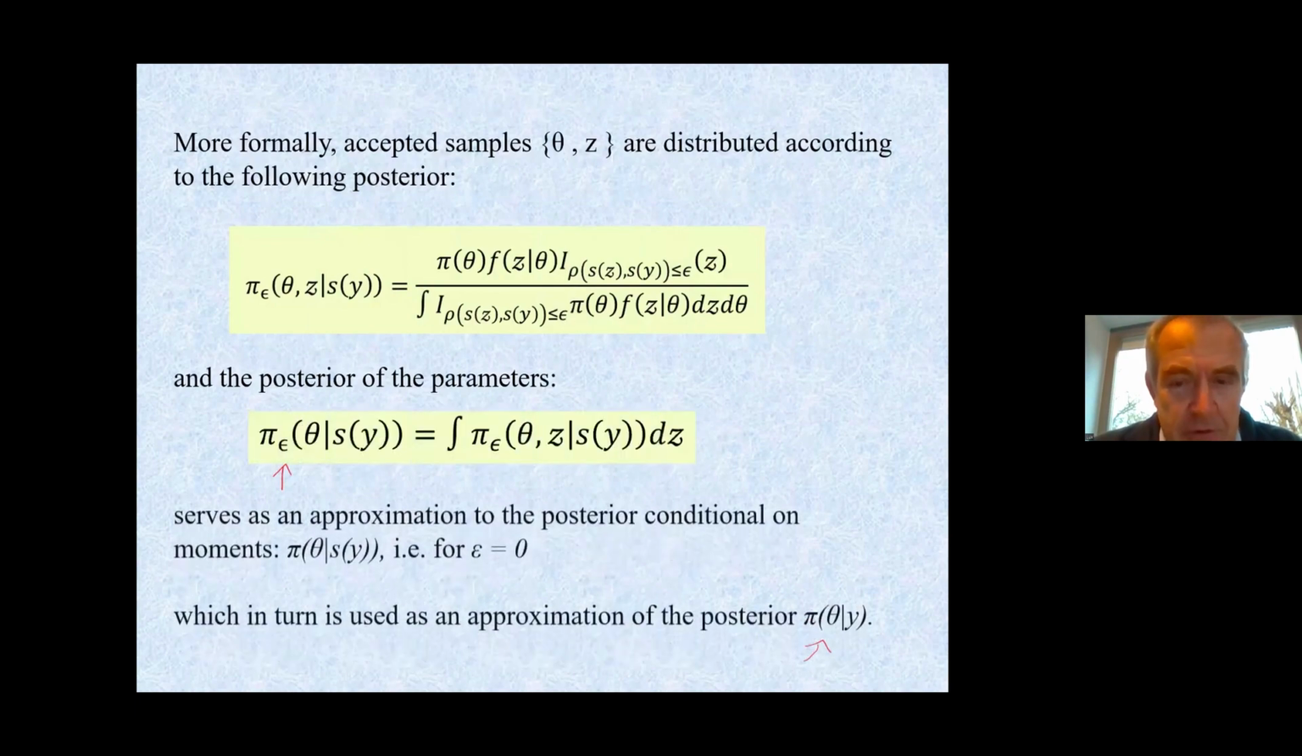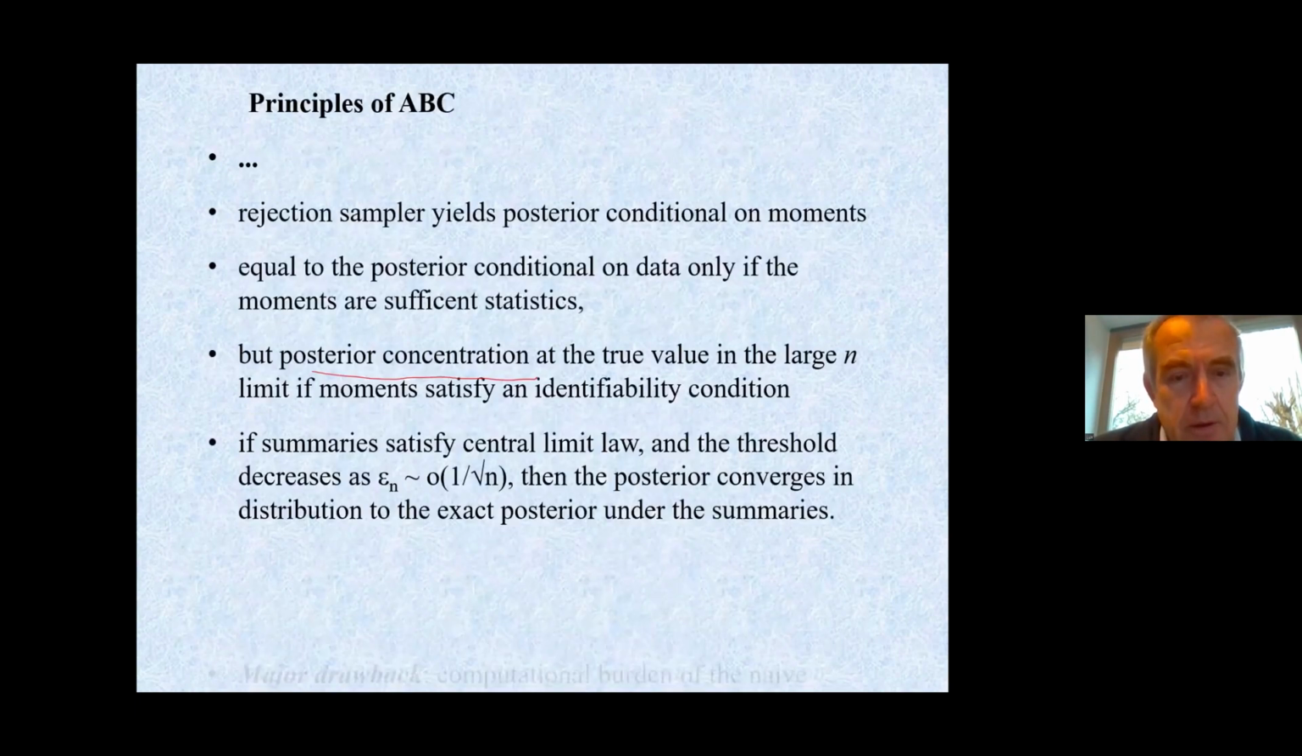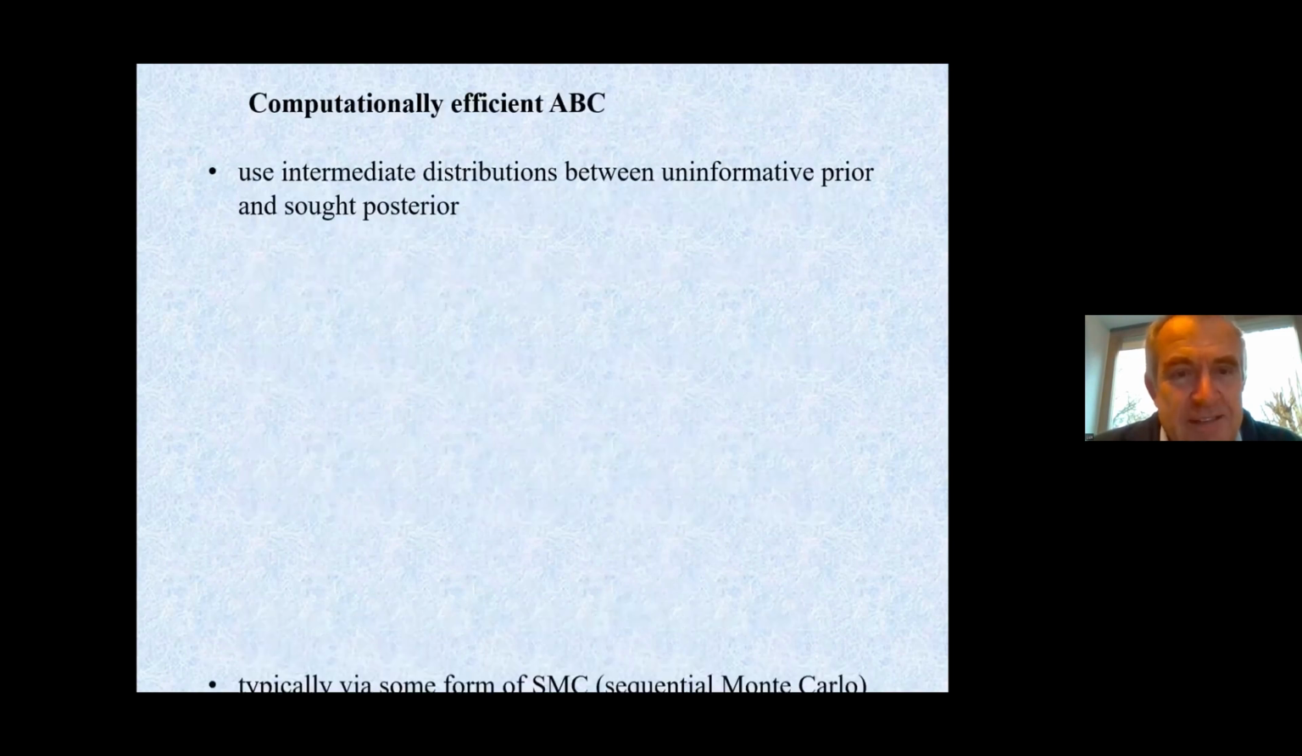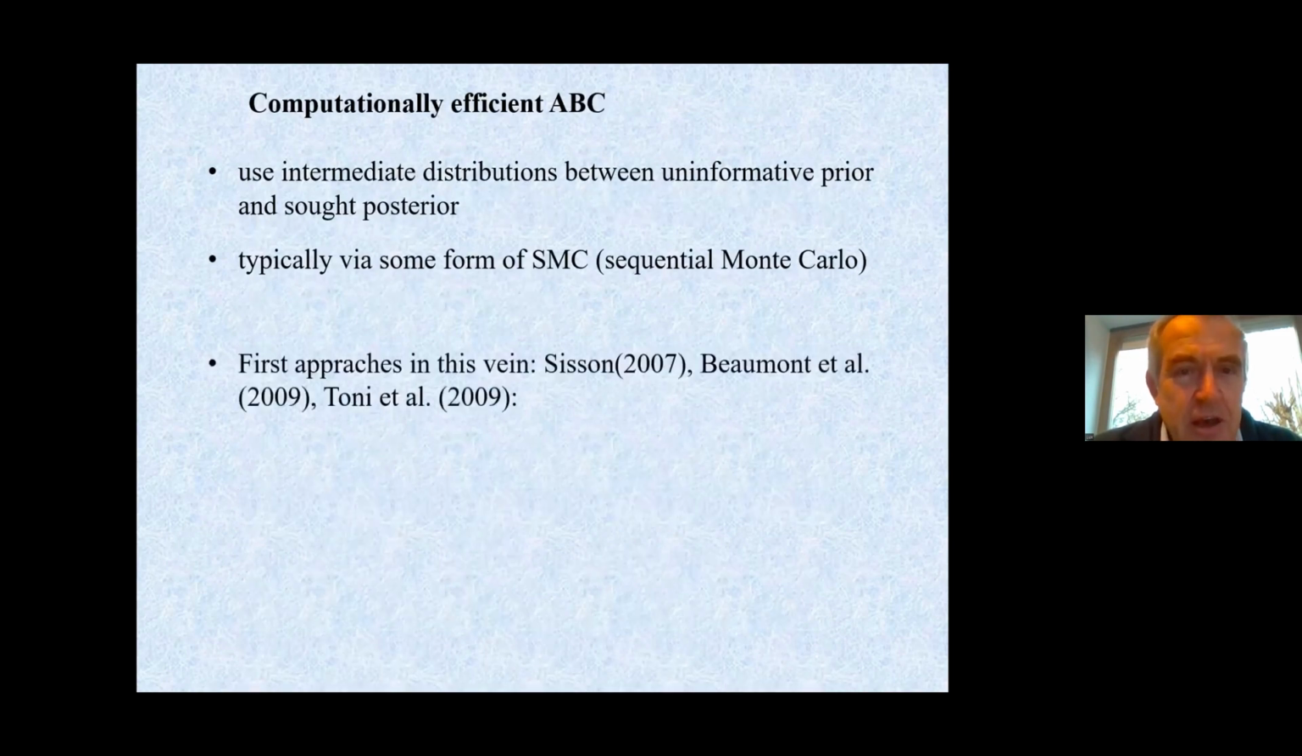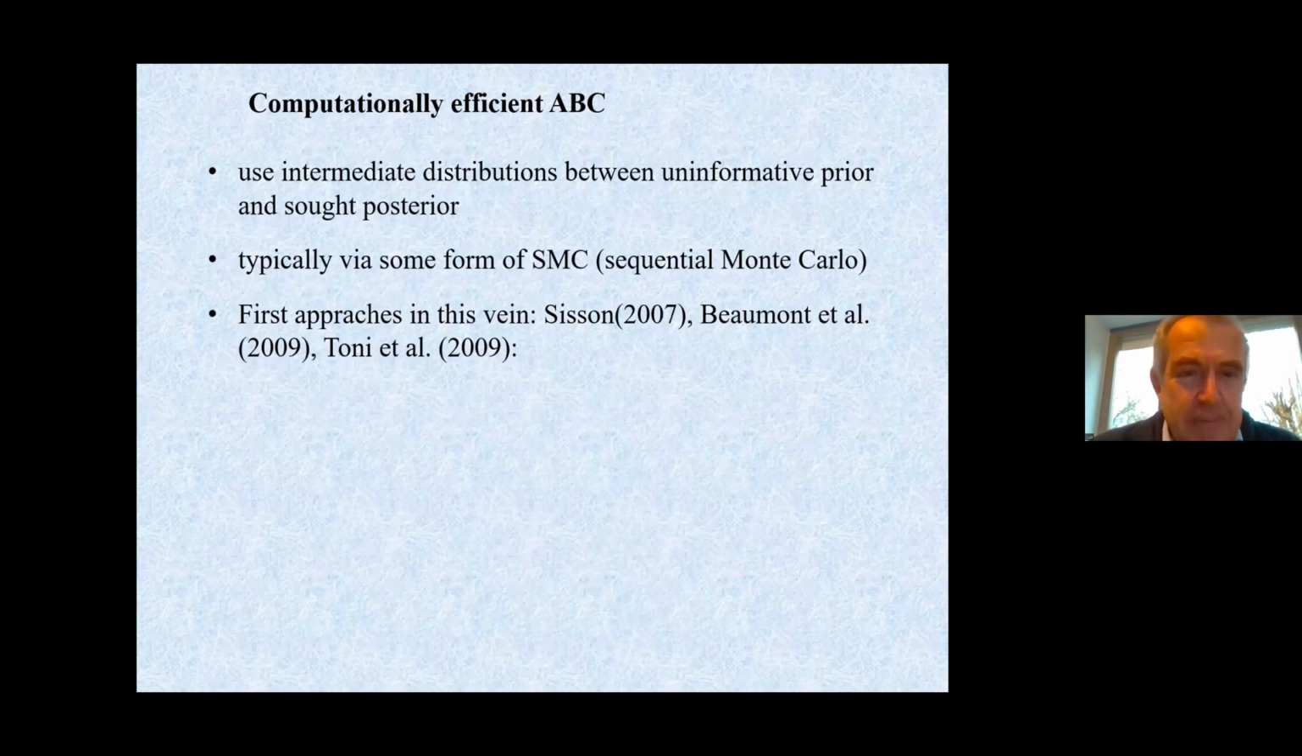You can do better, of course. You can design, and there's a large literature on that, computationally more efficient ABC algorithms. And basically what you do to achieve that is to combine it with sequential Monte Carlo. That means you use intermediate distributions between the prior, which is mostly pretty uninformative, and the posterior that at the end of the day you want to arrive at. So you create a stepwise transition from the prior distribution to the posterior. And this is what typically is done by SMC.